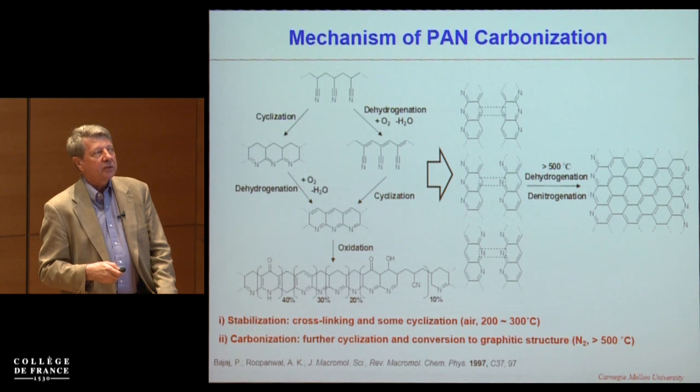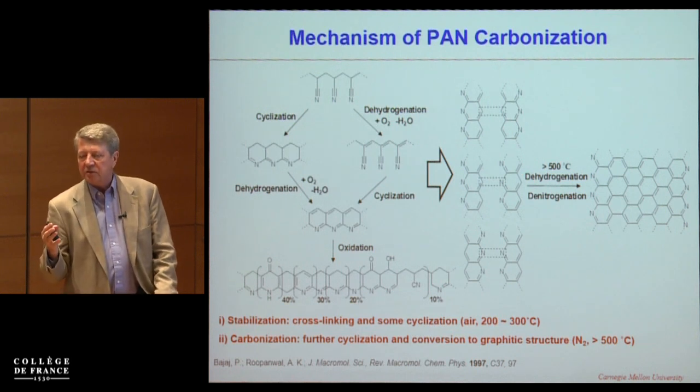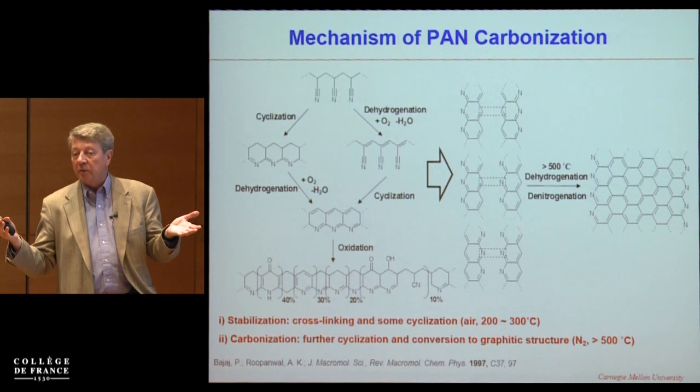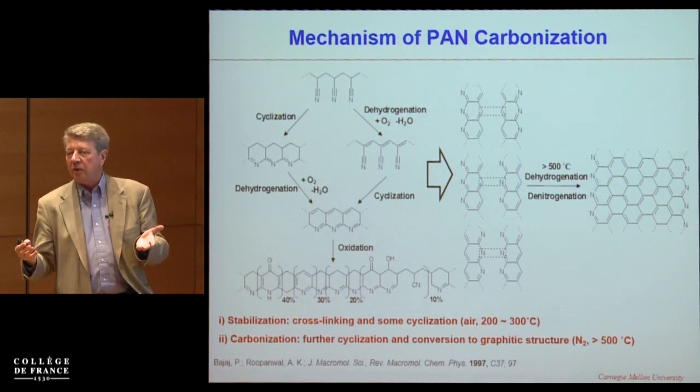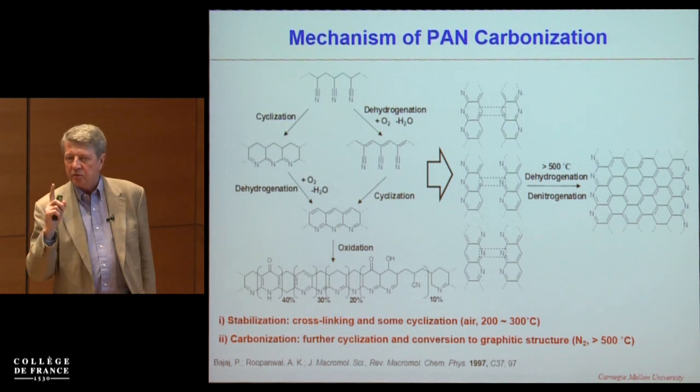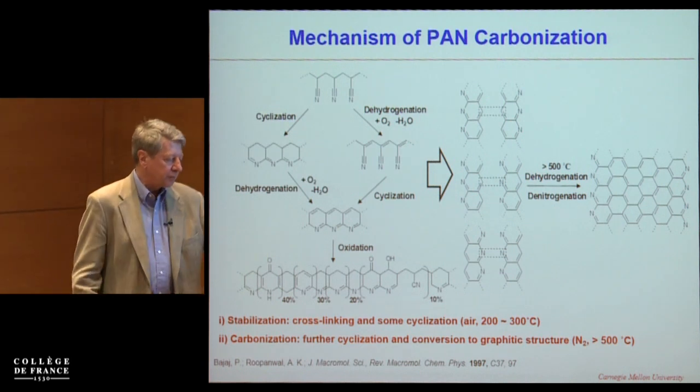So this happens at around 500 degrees. And then if you heat more and more, they will be fused more and more. You go to 2000 degrees, nitrogen is gone completely. So this would be a way to make graphitic fibers. But we are interested in preserving nitrogen. So it is important how to do that.